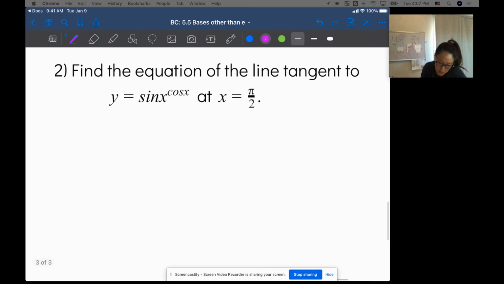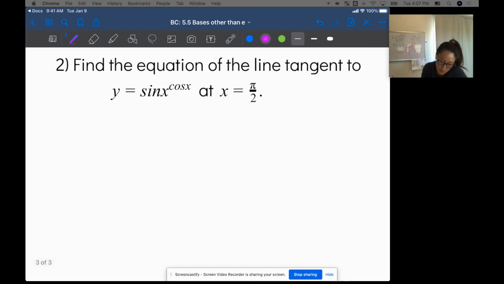Okay, so find the equation of the tangent line. I have the equation y is equal to sine of x raised to the cosine x, and we're going to find the tangent line at pi over 2. Okay, so I'm going to take the ln of both sides because I see I have a function to a function. So I get the ln of y is equal to the cosine of x times the ln of sine x.